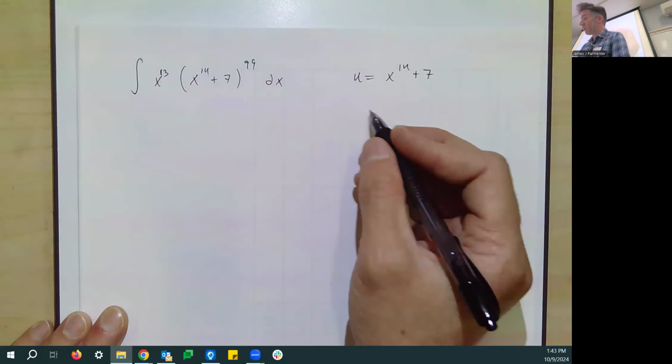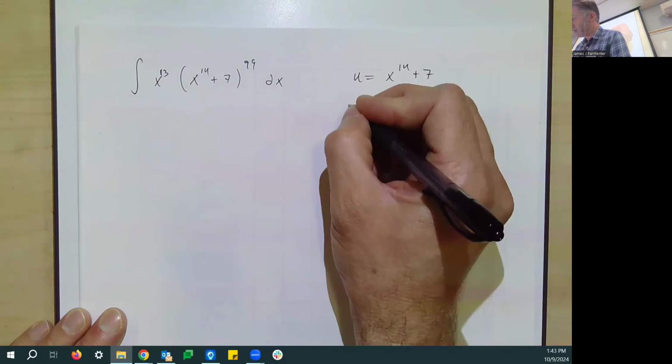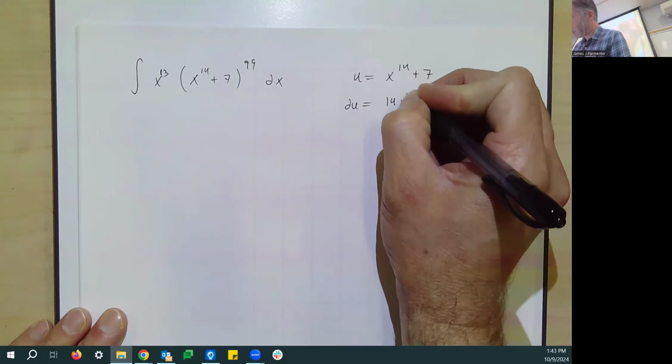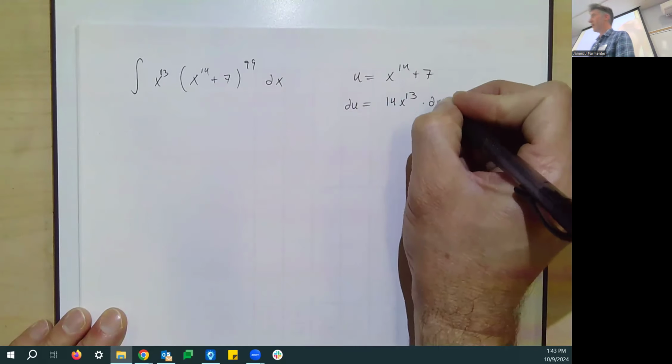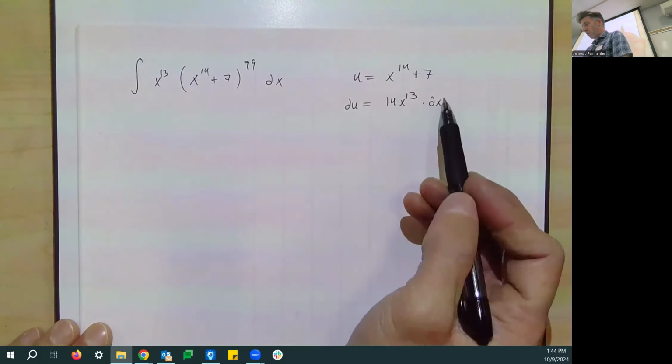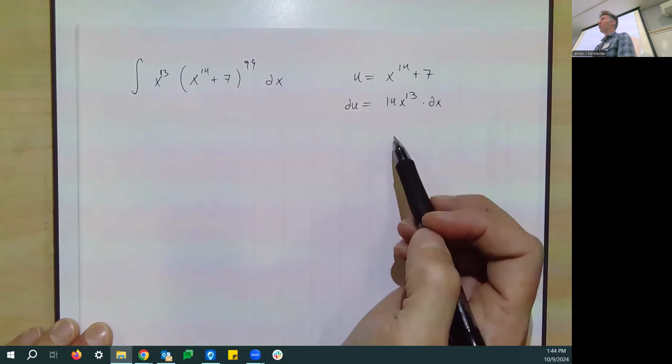So after picking what I think u should be, I'm going to write down that du is the derivative, 14x to the 13th power times dx. I skipped the step of writing du dx equals 14x to the 13th power. People differ as to how they like to do this. There's probably 3 technically different ways to go through the next steps that are all just as good as one another. My preference is to make whatever I have on the right-hand side here look like what I have in my integral.